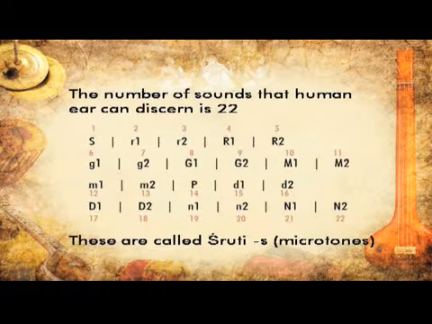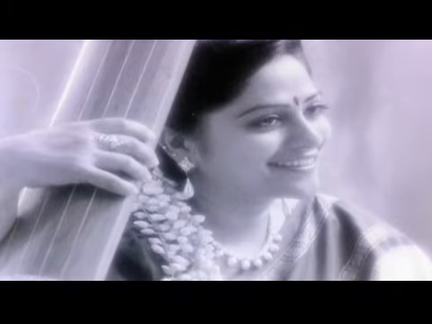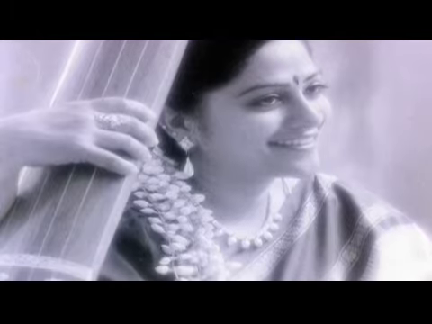The number of sounds that the human ear can hear in an octave is infinite, but the number of sounds that it can discern, differentiate or grasp is 22. They are called shrutis, microtones. Shruti has been variously translated as microtone, microtonic interval, etc. It is mainly determined through fine auditory perception.